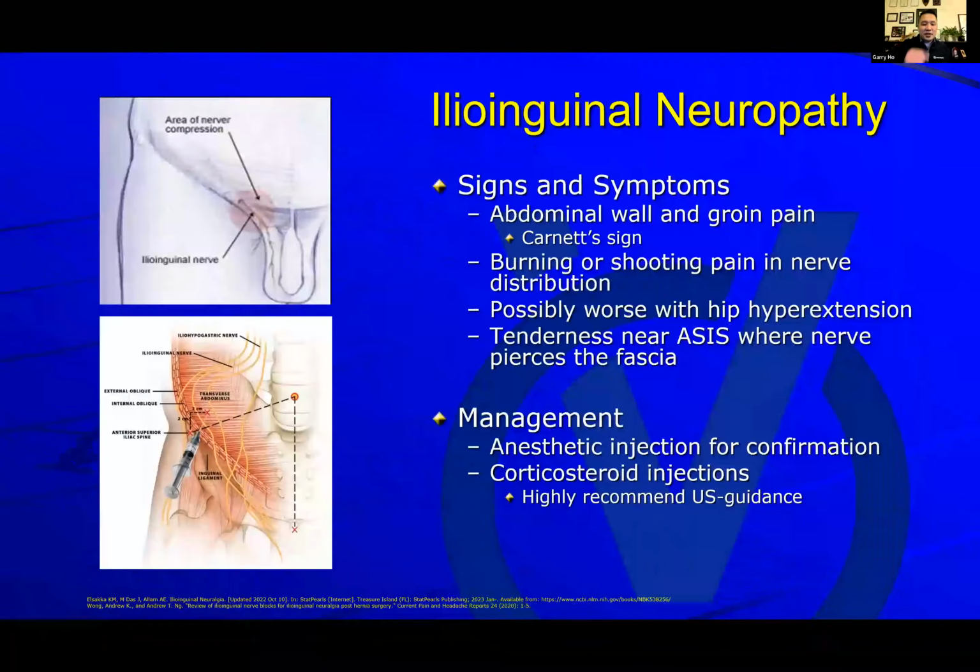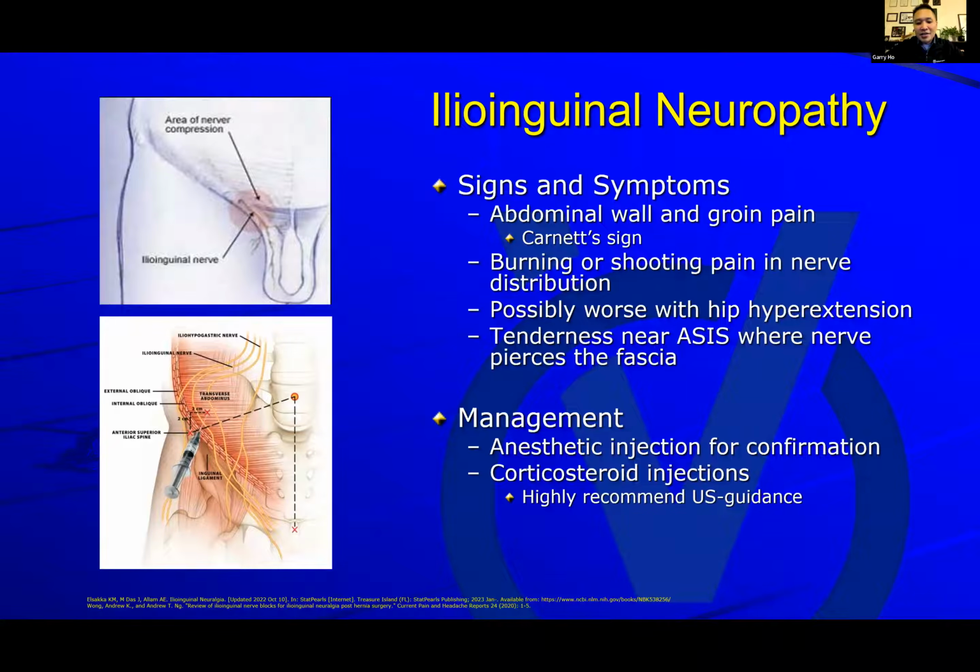Patients will present with pain in the lower abdominal wall and the groin. Sometimes it refers down along the inguinal region to the pubis and the external genitalia. It's often worse with hip hyperextension, and you can sometimes get tenderness and a Tinel sign about the ASIS and the inguinal ligament, where it starts to pierce that fascia as it surfaces to go subcutaneous.